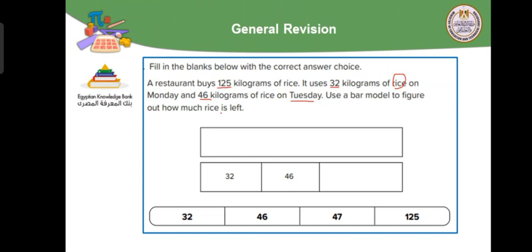So the total number is what? 125 kilograms. So first on Monday 32, and Tuesday 46. So we make 32 plus 46 to get the number, and that number will be subtracted from 125 to find how much rice is left. Or if you see this bar, you can write the correct number here. Which one here is correct? 47.